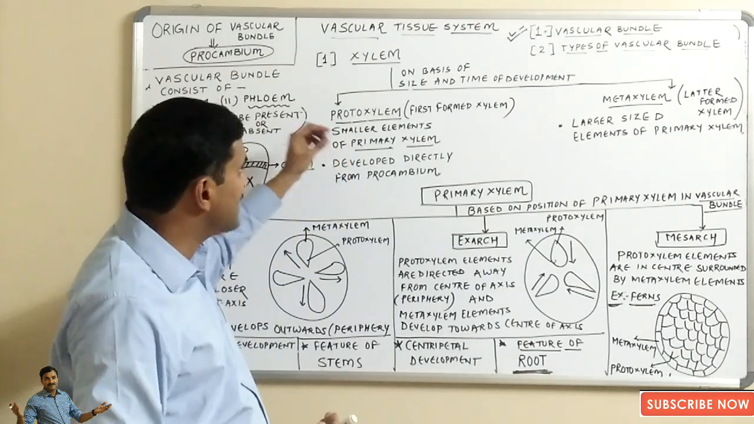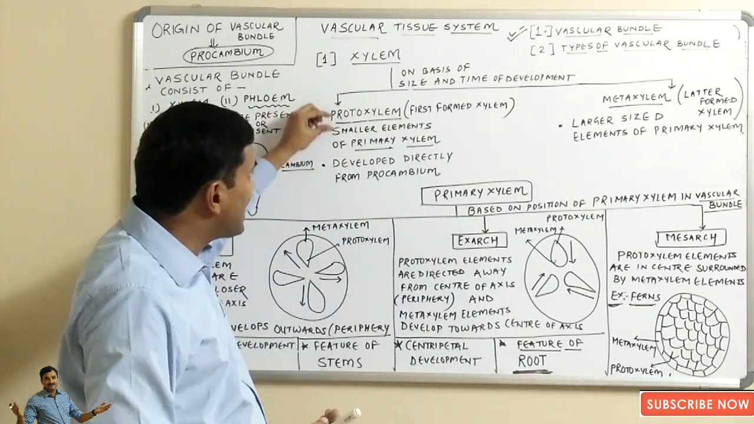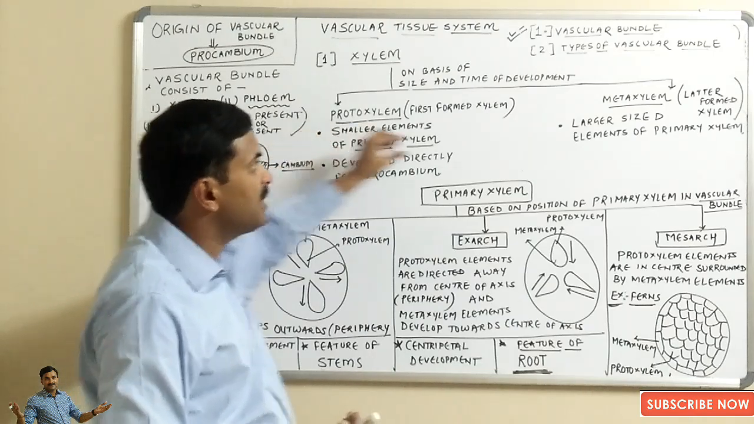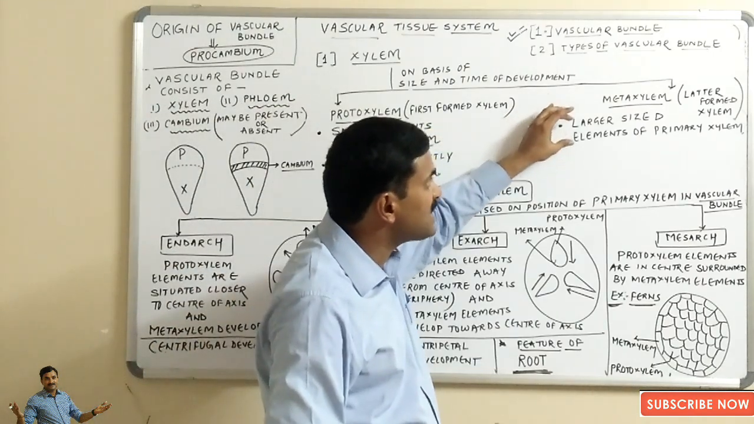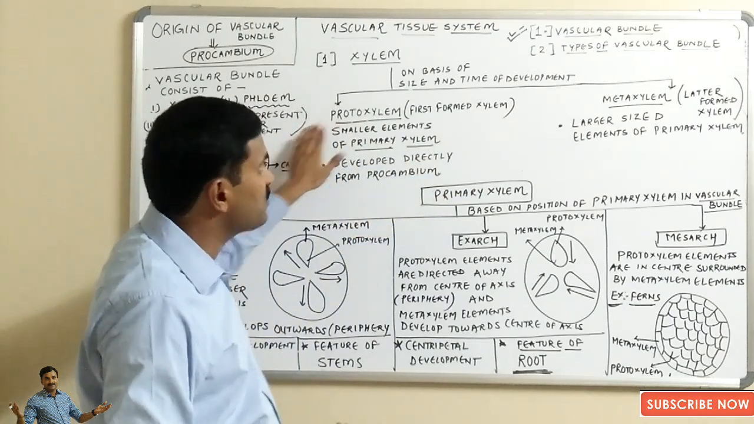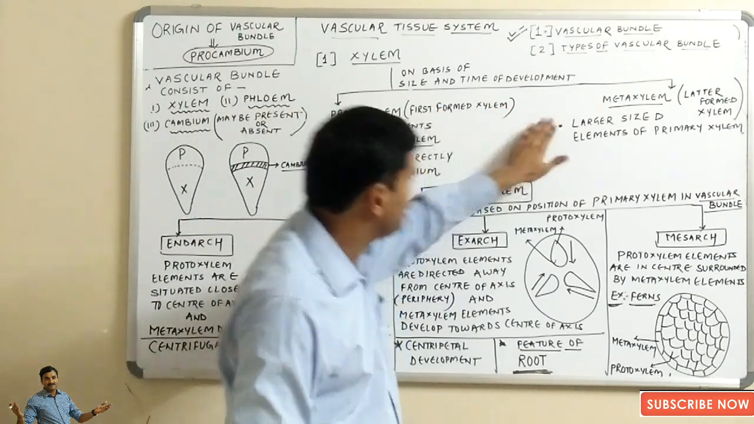And another difference is that the protoxylems have smaller elements of the primary xylem and the metaxylems have larger sized elements of the primary xylem. Okay, so this is first formed xylem and this is later formed xylem.